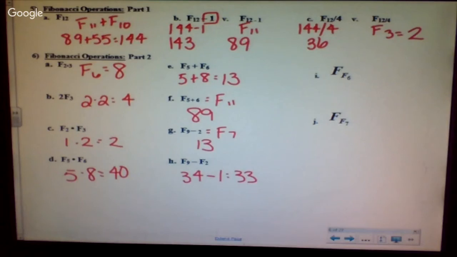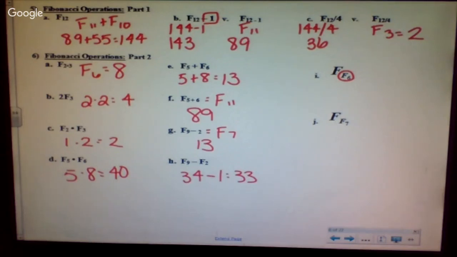Okay, this is where it gets tricky. First off, what is in the sub? F sub F sub 6 is the sub. What value is F sub 6?